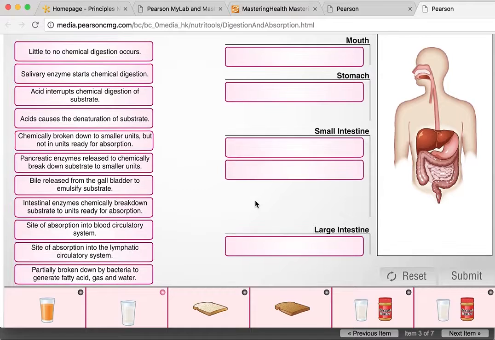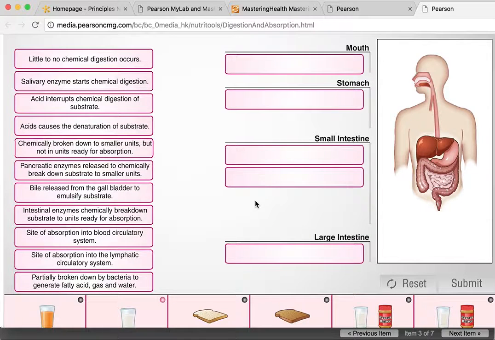So I'll go through disaccharides. That means two sugar units. So we don't break down the disaccharide until you get into the small intestine. That's where you're going to have those brush border enzymes. So you're going to have your lactase, your maltase, and your sucrase that break down those disaccharides. So again, little to no chemical digestion in the mouth and stomach.